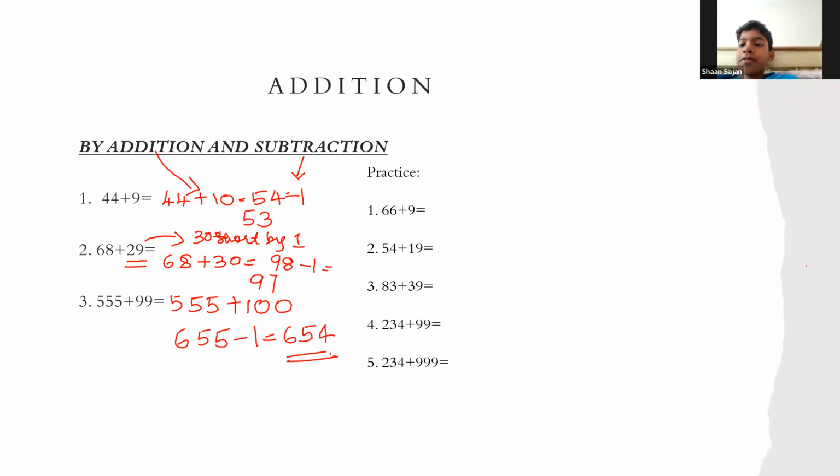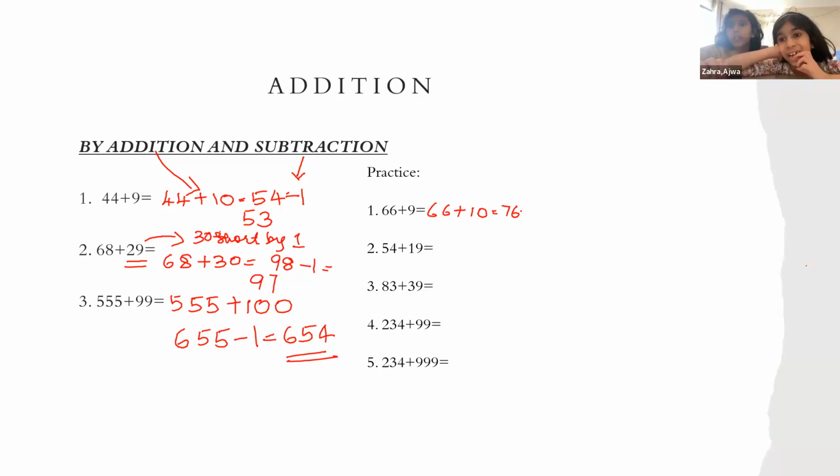Now can we do the practice problem on your own, please? Can we have the answers? You tell me the method, I'll write it down. 66 plus 10 and minus 1. 76 minus 1 is equal to? 75. Very good. Next one.